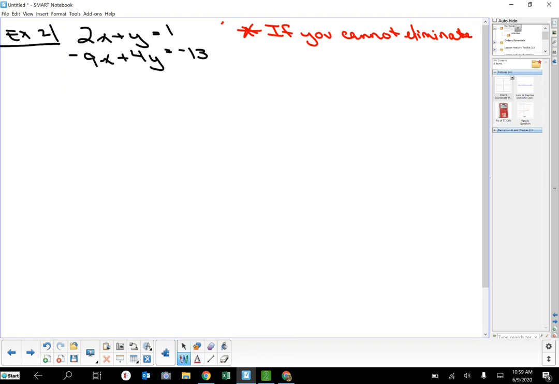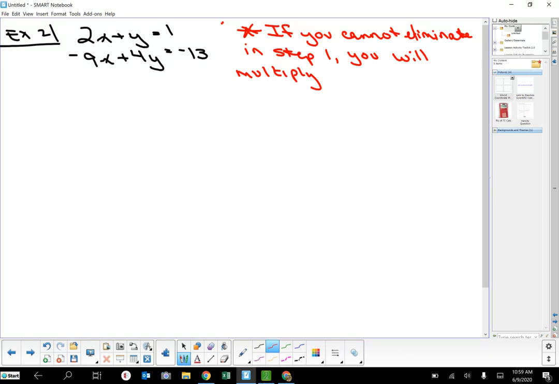There we go. Okay, if you cannot eliminate in step 1, you will multiply one or both equations by a number to make the coefficients equal.